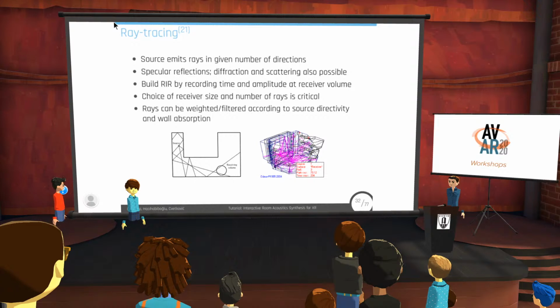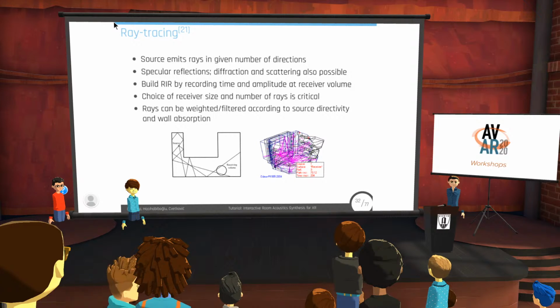Here we have a source that emits a certain number of rays in a certain number of directions around the source. You can see the figure in the bottom left corner, and you can follow each of these rays and either have specular reflections, which is the basic ray tracing, so to speak, or when one of these rays hits a boundary, you can also model diffraction if you want, modeling the edge effectively as a secondary source, which generates new rays.